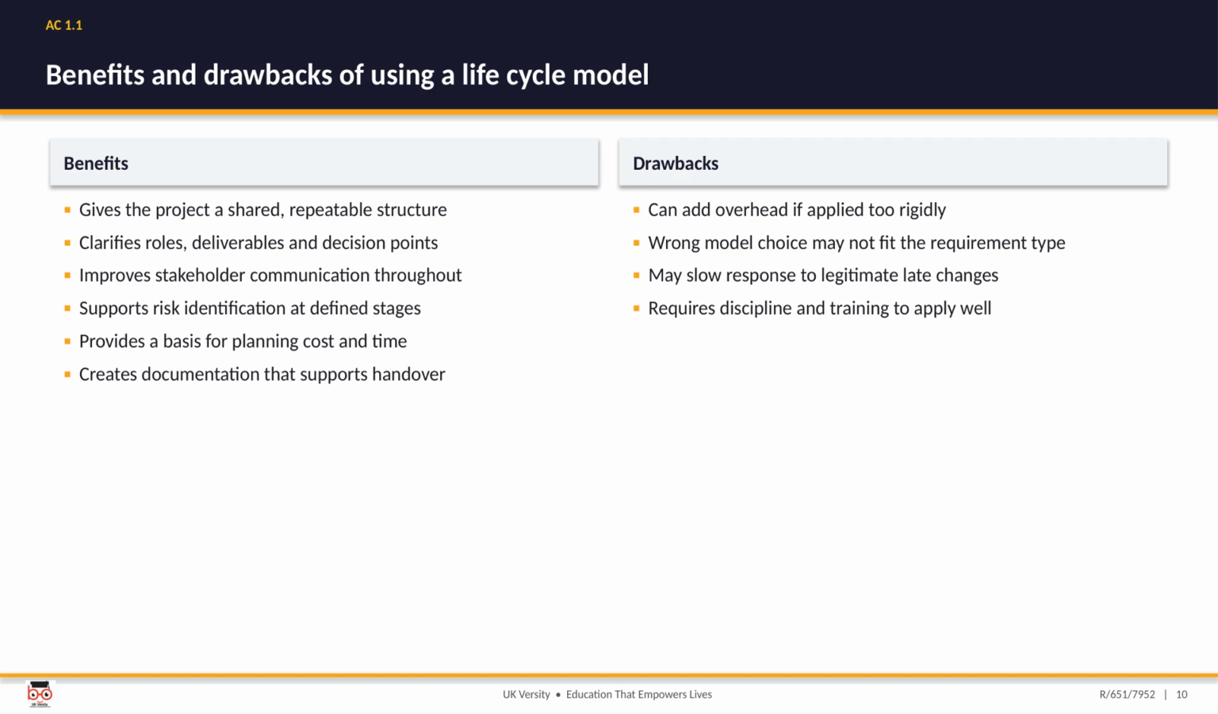Let's pull back and weigh up life cycle models in general. On the benefits side, a model gives everyone a shared, repeatable structure. It clarifies who does what and when decisions get made. It improves communication with stakeholders, and it creates natural points to identify risk and to plan cost and time, along with documentation that supports handover. But there are drawbacks too. Applied too rigidly, a model adds overhead. The wrong choice may simply not fit the type of requirement. It can slow your response to legitimate late changes, and it takes discipline and training to apply properly.